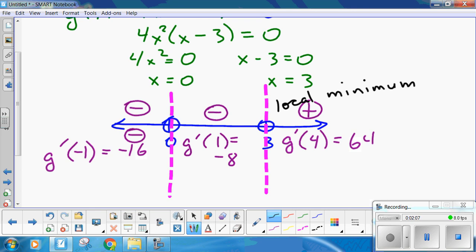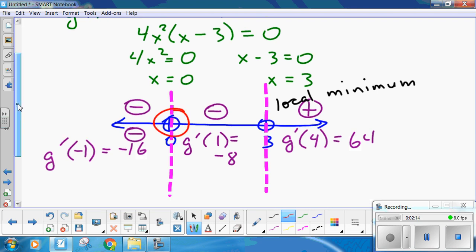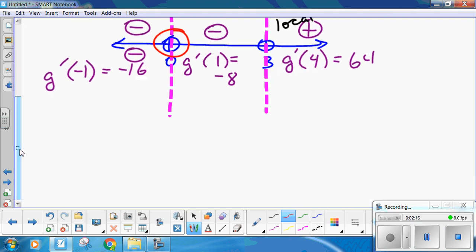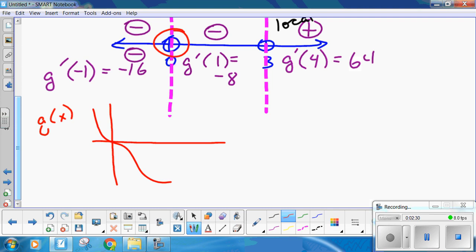Okay? Now, so there's a local minimum, there's no local maximum. So you're all going, what the heck, what about 0? Well, if you drew the graph of this function, g of x, the original function, goes something like this. You get a minimum.